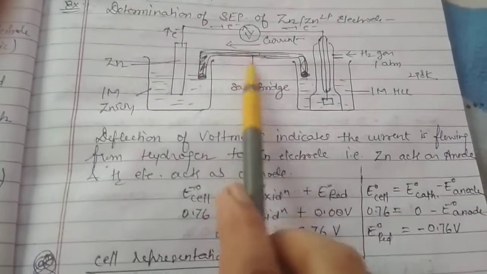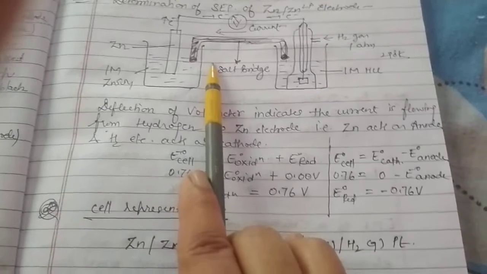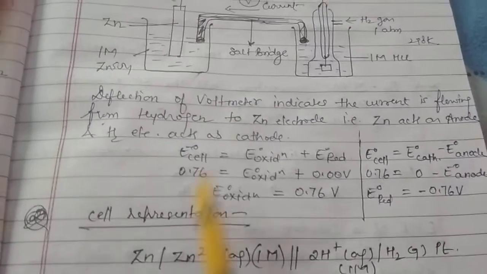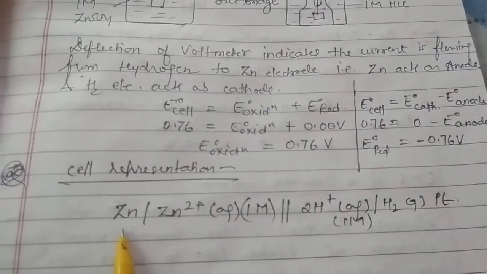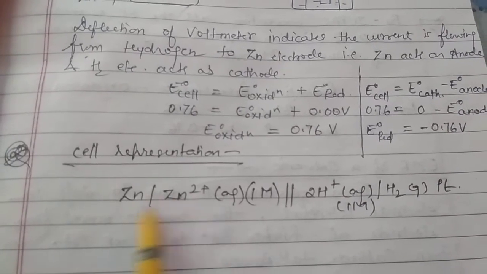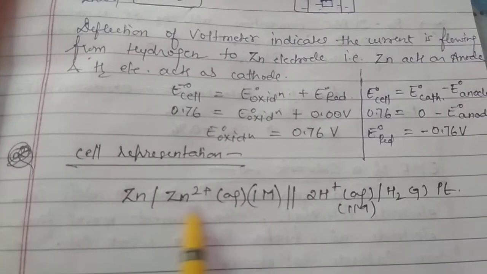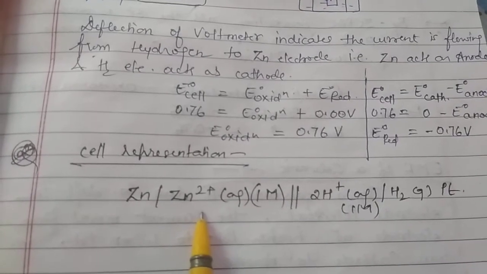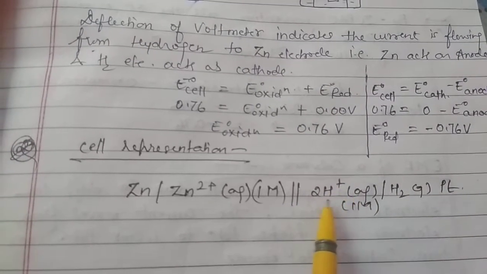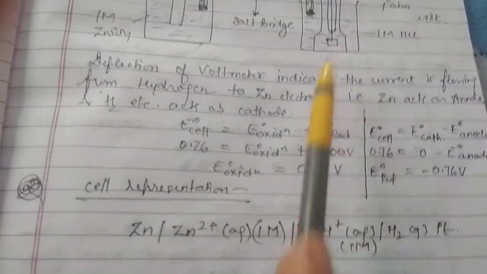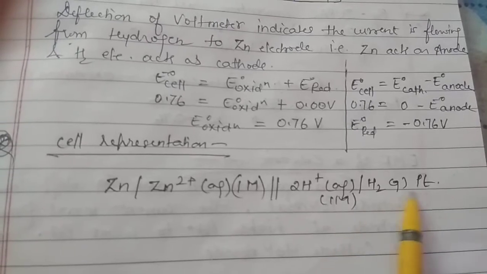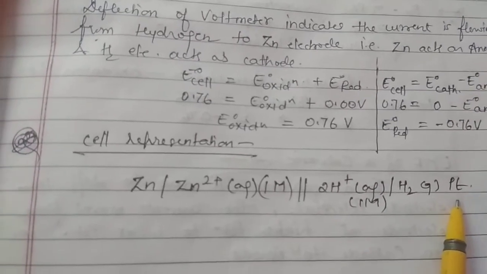And now if we want to represent this cell, then as I have told you earlier also, during cell representation we write down the anode part first. So which is working like an anode? Zinc is working like an anode. So zinc, single vertical line, zinc ion, means oxidation is taking place here. That is an aqueous solution, means ions are there. 1 molar is the concentration. Double vertical line means salt bridge. 2H ion means reduction is taking place here. It means we are discussing the cathode part. 2H ion aqueous, 1 molar concentration, H2 hydrogen gas, and platinum as an inert electrode here.